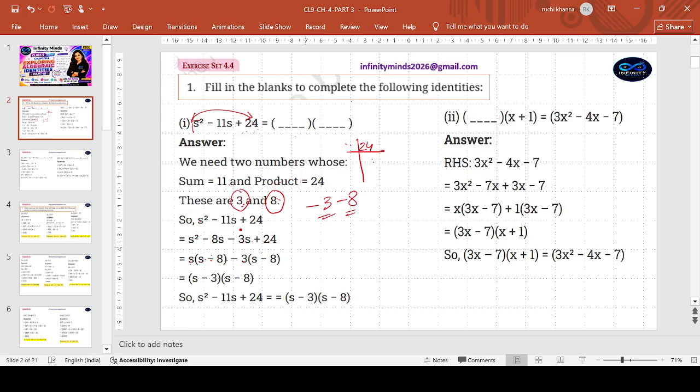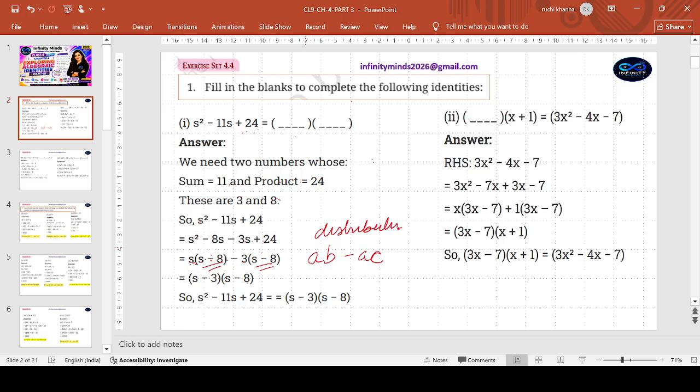Okay, so now what happens is that the repeating bracket will come outside, common, S minus 8, and the rest of it, S minus 3, is there. Now why is it so? Try to see. AB minus AC.